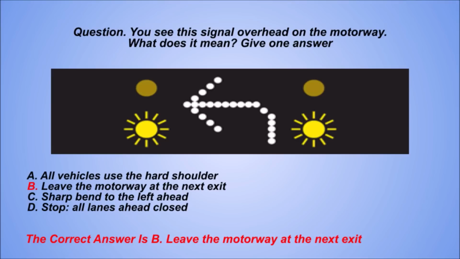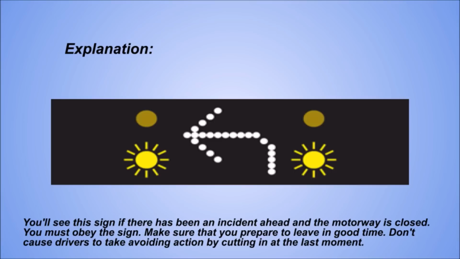The correct answer is B. Leave the motorway at the next exit. Explanation. You'll see this sign if there has been an incident ahead and the motorway is closed. You must obey the sign. Make sure that you prepare to leave in good time. Don't cause drivers to take avoiding action by cutting in at the last moment.